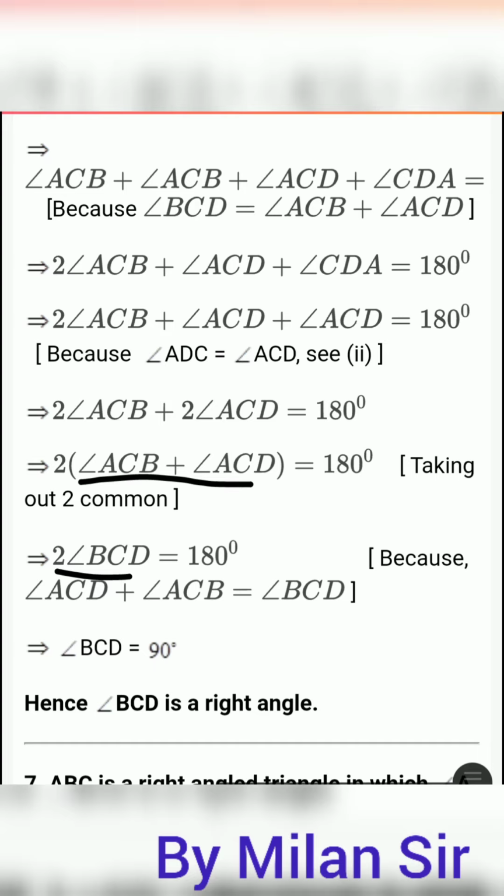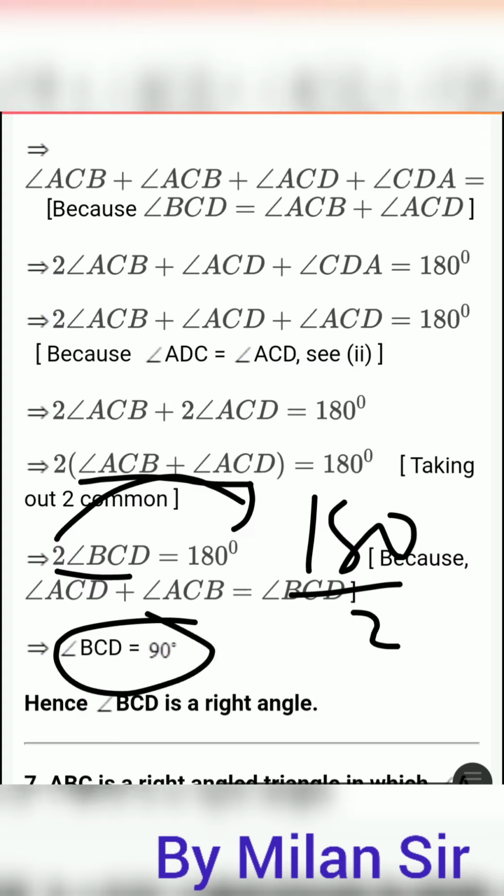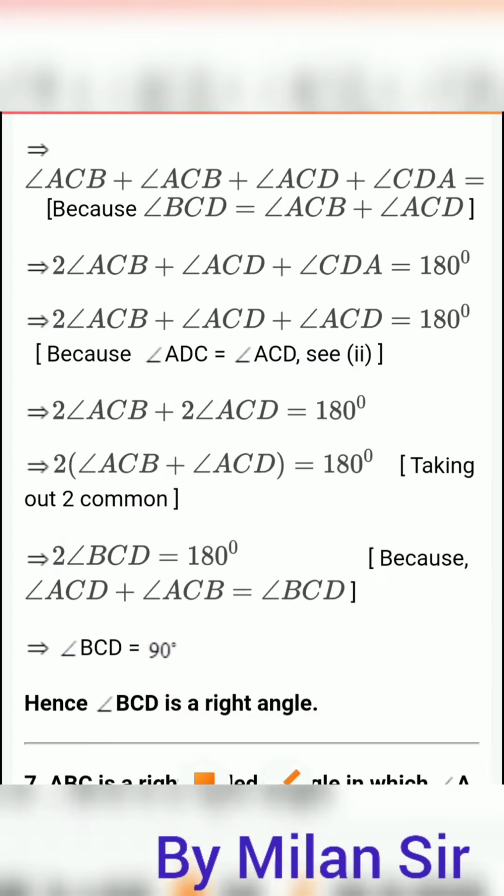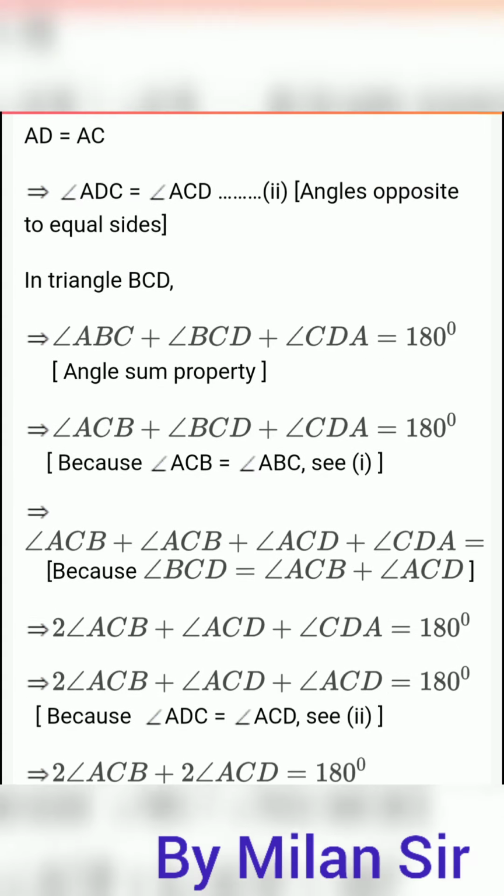Now transfer this 2 to the right hand side. So 180 divided by 2 is 90. So angle BCD is equal to 90 degrees. Now if angle BCD is 90 degrees, so we can say that angle BCD is a right angle.